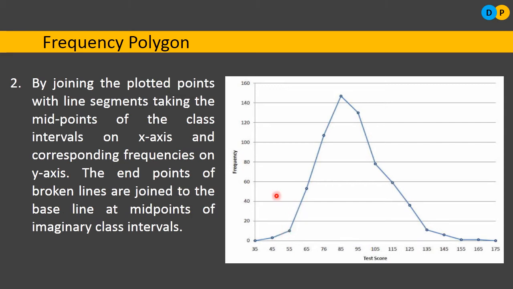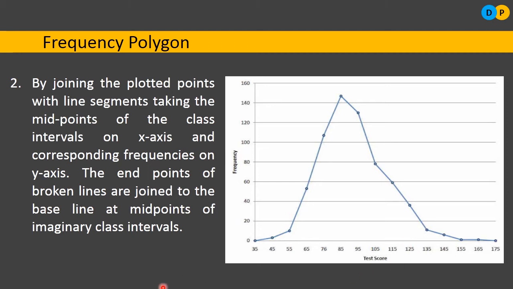So what happens with the second method? We join the plotted points by line segments, taking the midpoints on the x-axis. For example, here 45 is the midpoint, then 55 is another midpoint, 65 is another midpoint. These midpoints are directly joined. Instead of considering the histogram, we directly choose the midpoints. For example, if the class interval is 10 to 20, what is the midpoint? The midpoint is 15. Against the midpoint we consider the y-axis value, that is the frequency. Once you consider the frequency, we get the exact point to be marked. Later it can be joined.